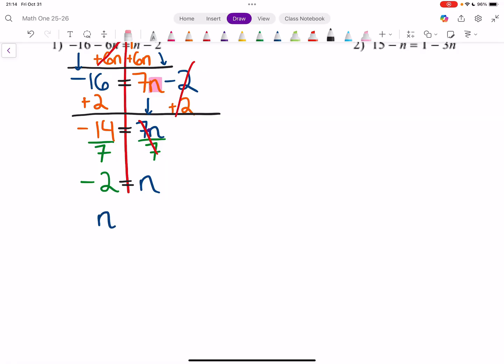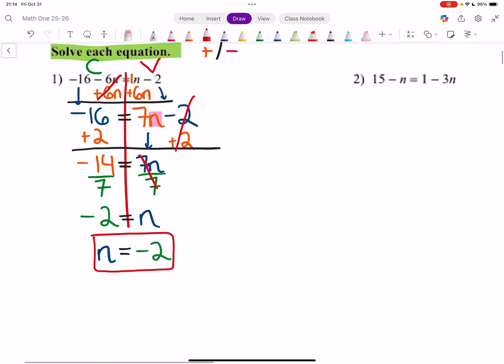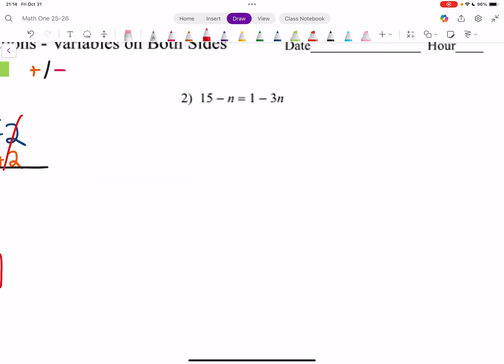Lastly, in order to make sure my answer is clear for my reader, instead of writing negative 2 equals n, I'm just going to reverse the direction and write that n is equal to negative 2. We've successfully solved. We could check our work, but I'm not going to demonstrate that in this particular video. Let's take a look at question 2.